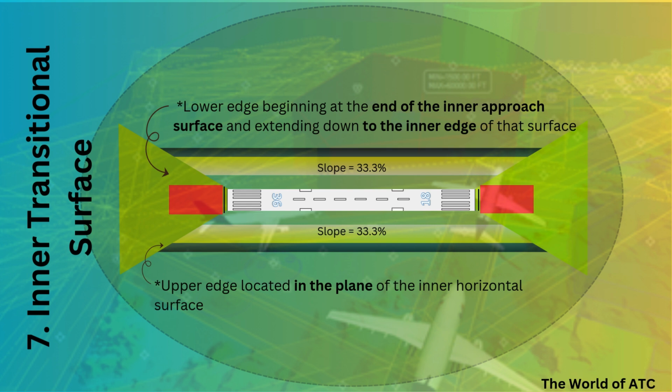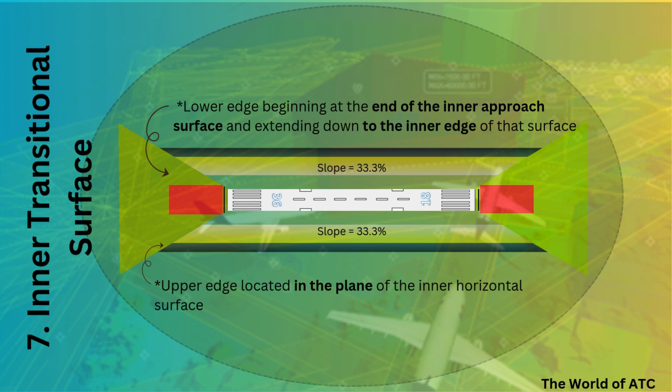Now the point is, this inner transitional surface extends upward with a slope of 33.3%, while the transitional surface was having a slope of 14.3%. This means that this inner transitional surface allows more obstacles nearer or closer to the runway. This is also important to highlight that the inner transitional surface is only part of precision approach runways and not required for non-instrument or any other runway.